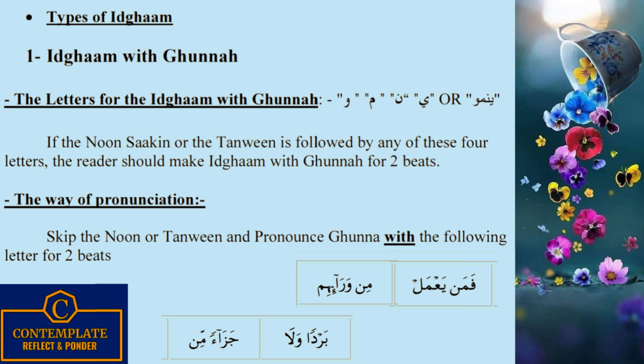Now, as we know, here we are discussing noon sakin and tanween. If the noon sakin or tanween is followed by any of these 4 letters, which 4 letters? Letter ya, letter noon, letter mim, letter waw, or, to say it quickly, its mnemonic, ينمو, then the reader should make idgham with ghunna. For how many beats? For 2 beats.